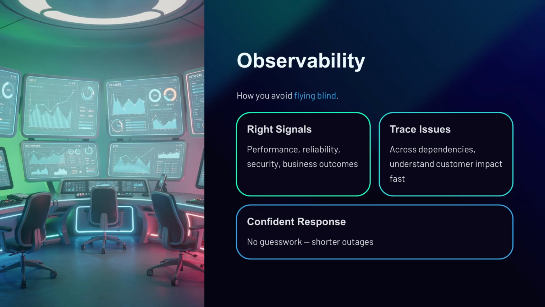With supportability established, you now design observability as the way teams understand what the solution is doing. You ensure the solution produces the right signals for performance, reliability, security, and business outcomes. You also ensure that operational teams can trace issues across dependencies, understand customer impact quickly, and respond confidently. Without observability, support teams rely on guesswork and outages last longer than they should.